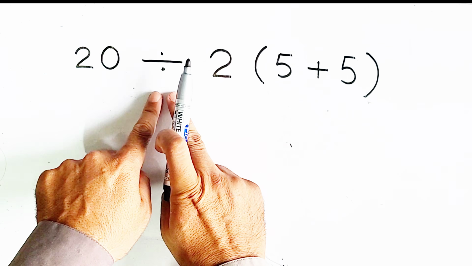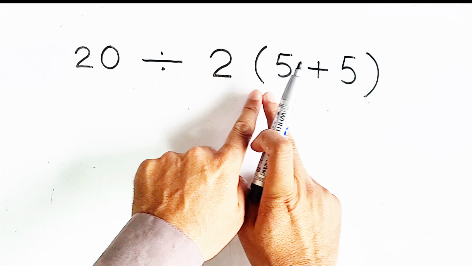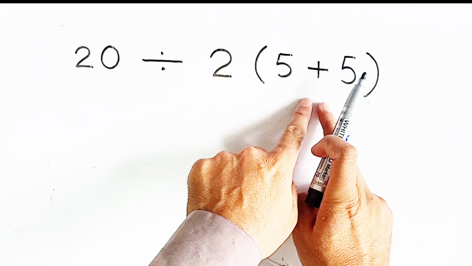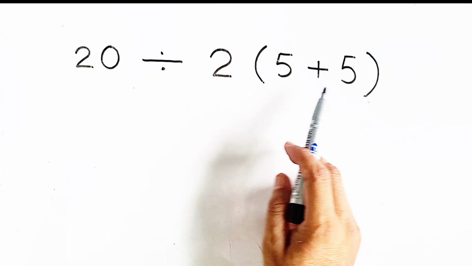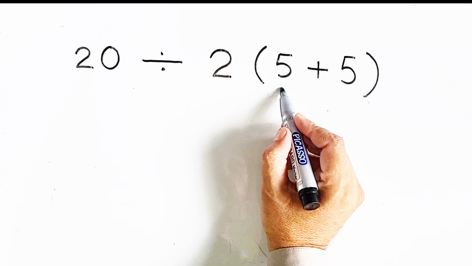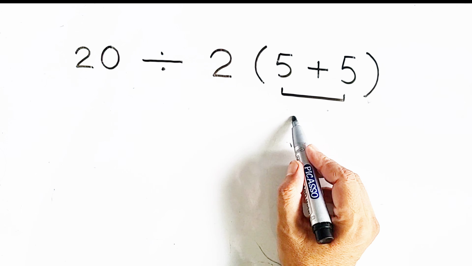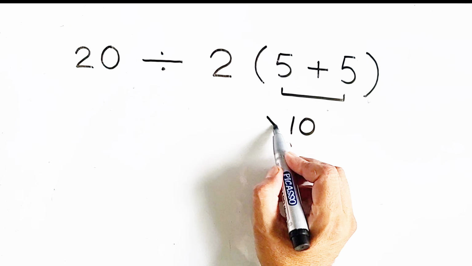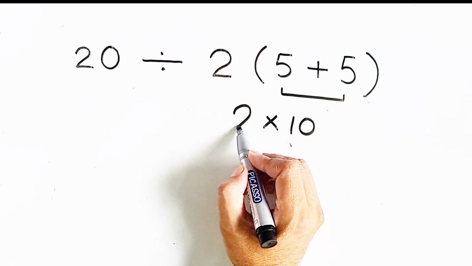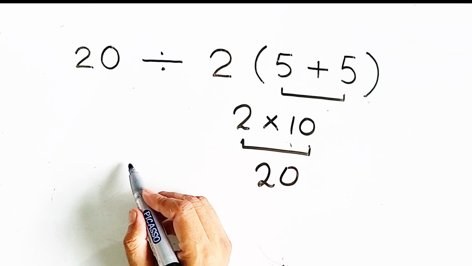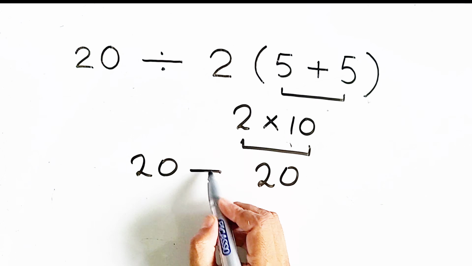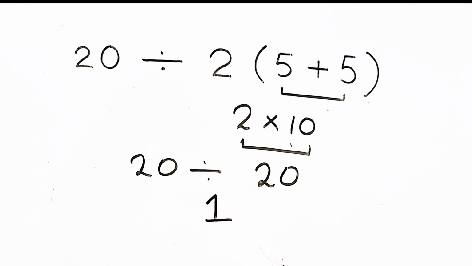It's 20 divided by 2 times parenthesis 5 plus 5. Let us handle this question. It's so simple because 5 plus 5 gives us 10. Here is 2. 2 times 10 gives us 20. 20 divided by 20 is 1. 1 will be our answer for this simple math question.